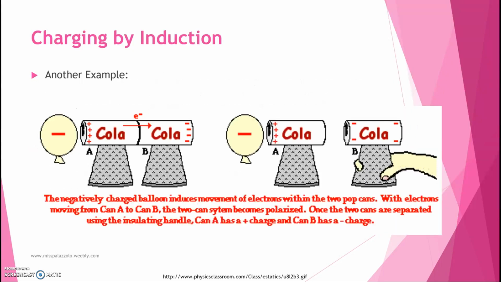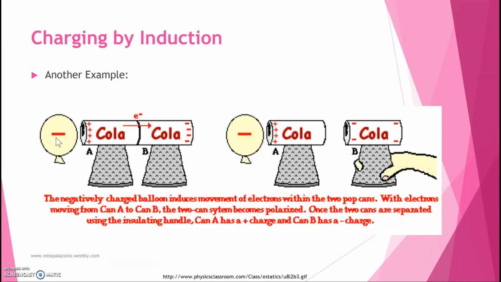We have a Coca-Cola can or a pop can and a balloon. So in this case, in the first figure, we've got a negatively charged balloon, and the negative charge was probably brought about by friction, by rubbing it on to a person's head, for instance, where the electrons were transferred from the head to the balloon. The balloon acts as an insulator, so it takes those electrons. So once those electrons are in the balloon, it is negatively charged. So now it has an excess of negative charges.